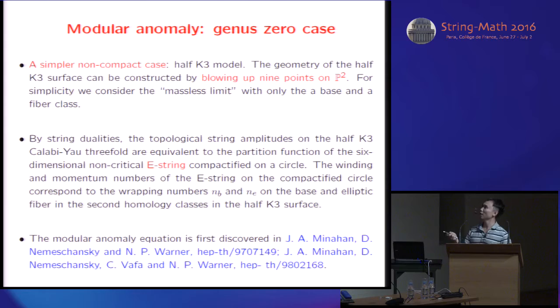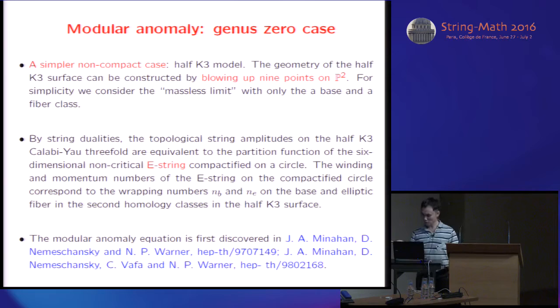So now let me describe the modular anomaly equation. First, before going to the more complicated compact case, let me discuss the simpler non-compact case, the so-called half K3 model. Geometrically, it is understood as blowing up 9 points on P2. And by string duality, this is related to the E-string compactified on a circle. We can take the so-called massless limit, and there are two moduli, one is the base and one is the fiber.